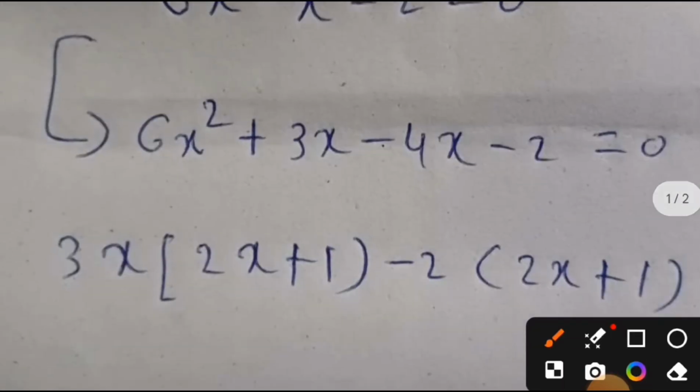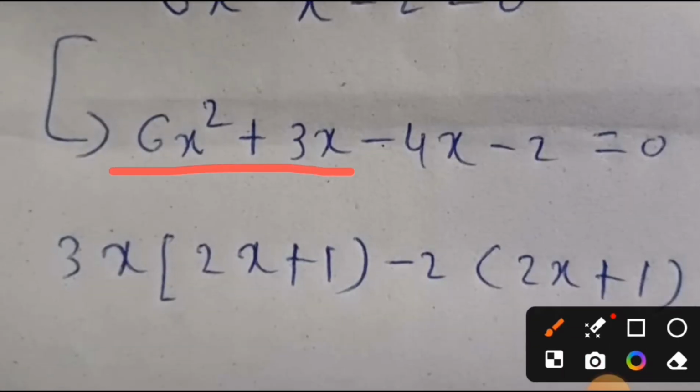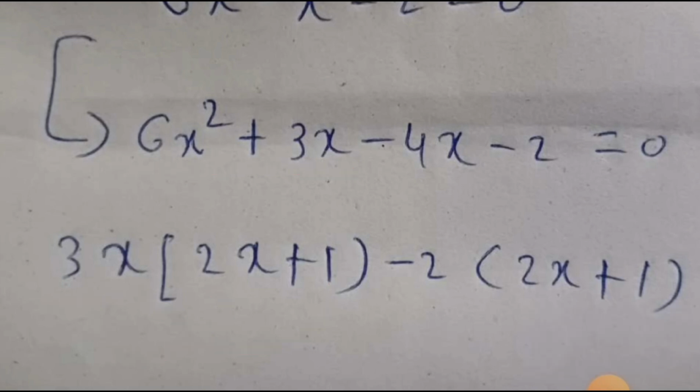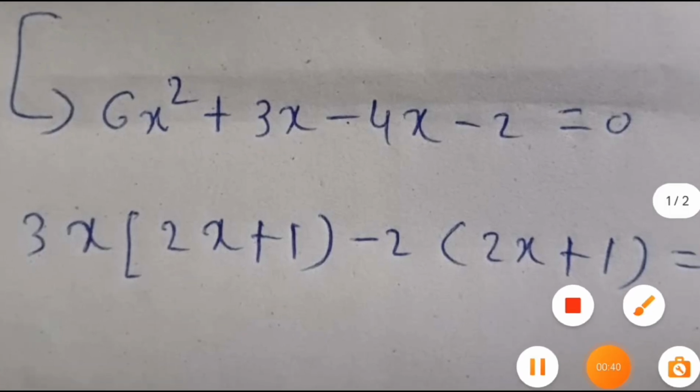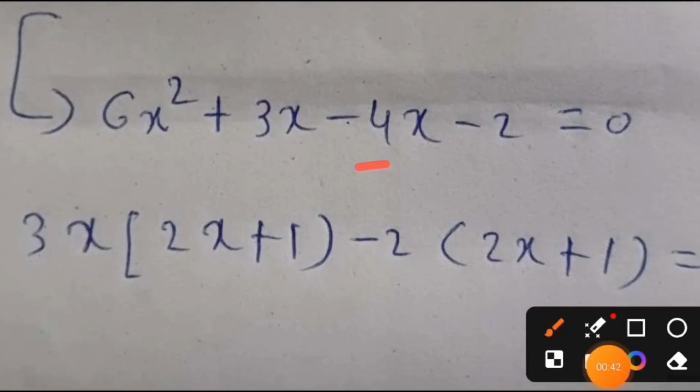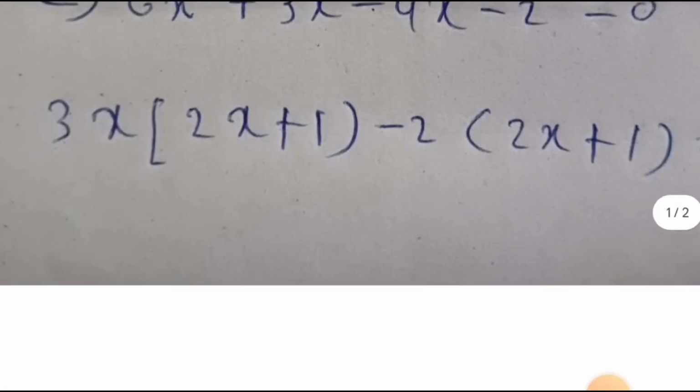In this, you have to take 3x as common: 3x(2x + 1) − 2(2x + 1). Taking −2 as a common factor, the remaining terms give 2x + 1 in both. Here, the factors are (2x + 1) and (3x − 2).